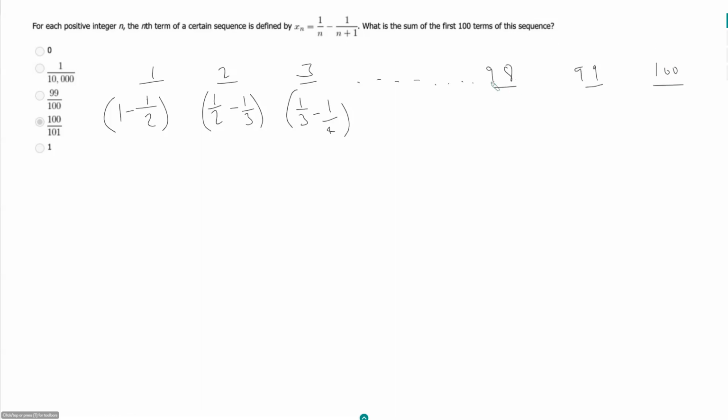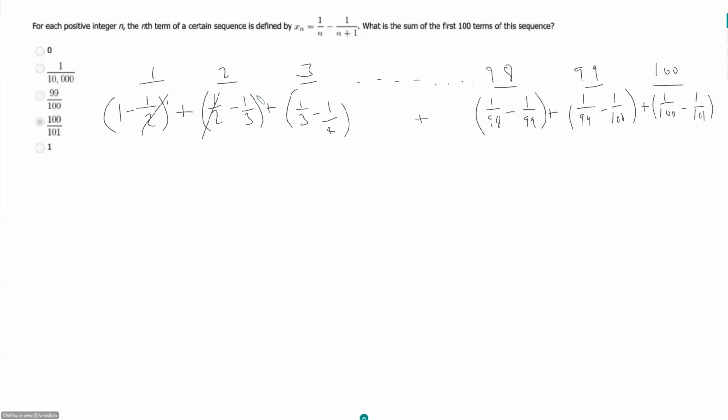So the 98th term in this sequence will be 1 over 98 minus 1 over 99. The 99th term will be 1 over 99 minus 1 over 100. And the 100th term will be 1 over 100 minus 1 over 101. So if we are adding the first 100 terms of our sequence together, what will happen?